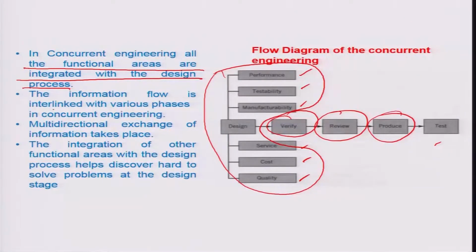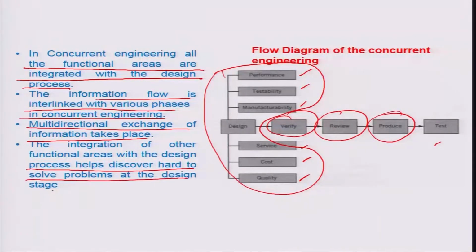So, the information flow is interlinked with various phases in concurrent engineering. There is in fact a multidirectional exchange of information which takes place, and the integration of other functional areas with the design process helps to discover hard to solve problems at the design stage itself.